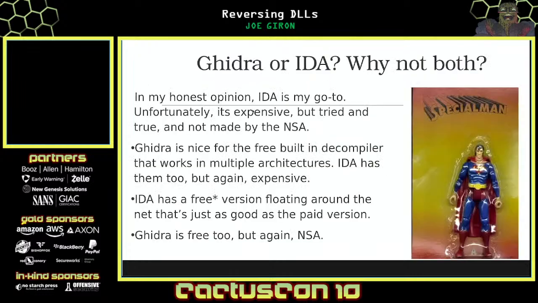When it comes to reverse engineering programs, the big two are decompilers or disassemblers: Ghidra and IDA. Those are the big ones. IDA is tried and true; it's been around the longest. Ghidra was written by the NSA, and I guess it's fairly recent. Ghidra is nice because it's free. IDA is also free.